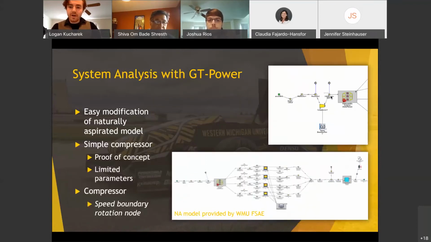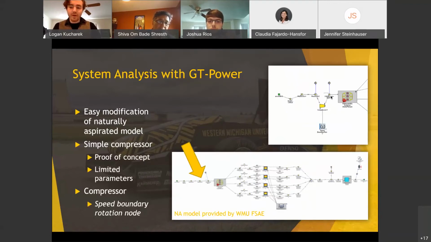GT-Power is the industry standard engine performance simulation software. Our physical engine has been tested against the simulated model to ensure its accuracy. The naturally aspirated model was provided by WMU FSAE. GT uses a graphical interface like LabVIEW to represent individual components. Our FI system, shown above, fits right here in the engine model, right behind the intake restrictor.